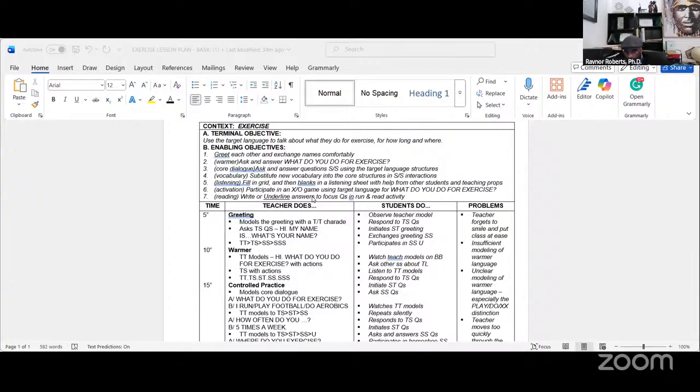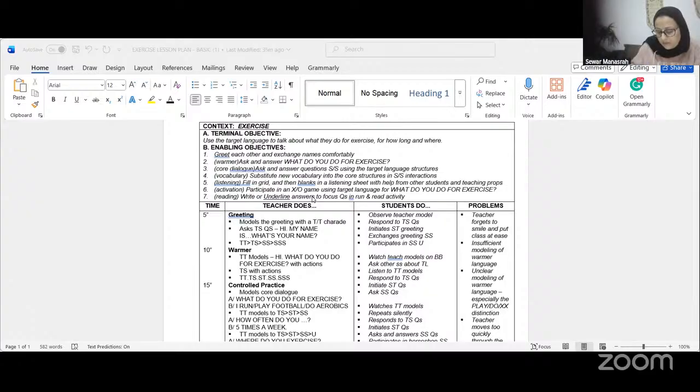So the greeting and the warmer are different. The warmer is designed to give the students at least one victory in that lesson. If they don't get anything right, or if they don't understand anything in a lesson, they're going to at least have that one victory of the warmer. So the warmer should always be super easy. That's an opportunity for every learner in the class to have a victory.